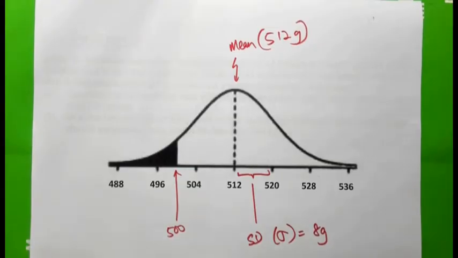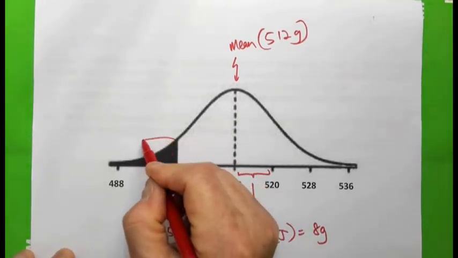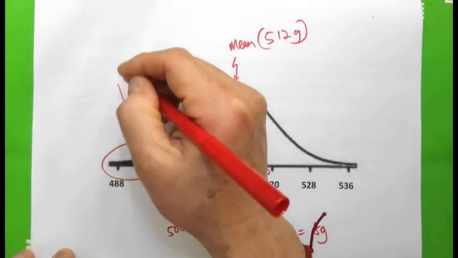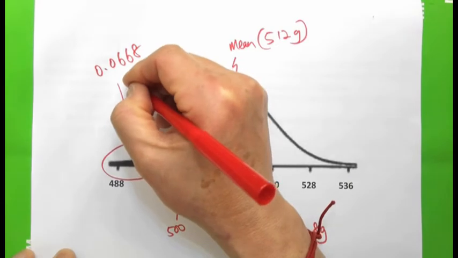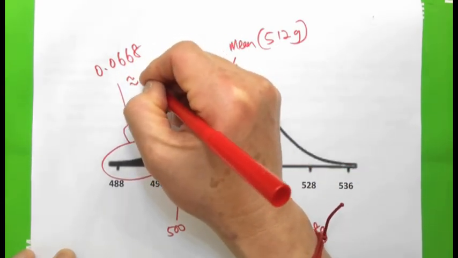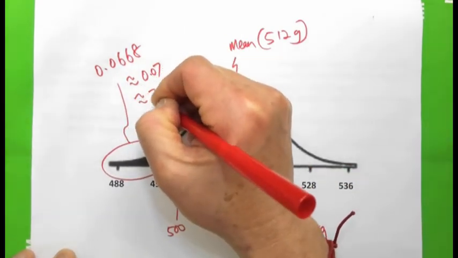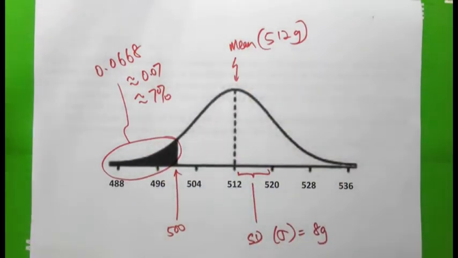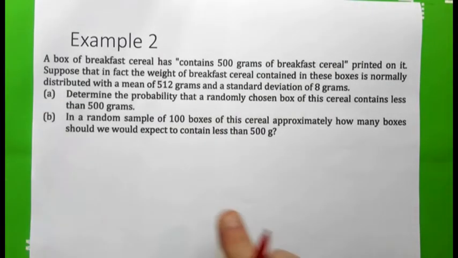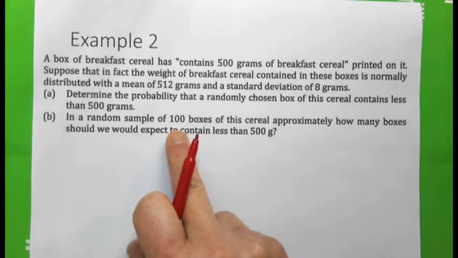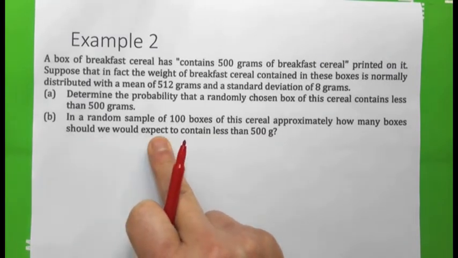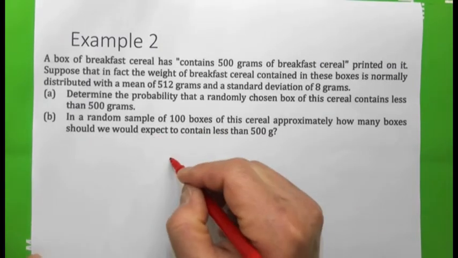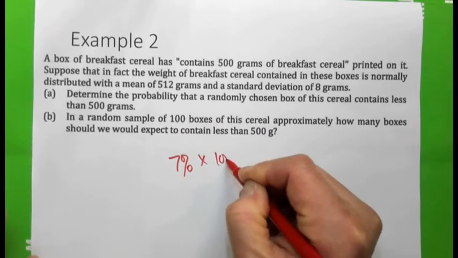From the calculator, we actually know that the area or the probability is 0.0668 or approximately 0.07 or 7%. Therefore, if you're going to answer the question 2 in the random sample of 100 boxes of this cereal, approximately how many boxes should we expect to contain less than 500 grams? So it's actually 7% times 100, which is 7 boxes.